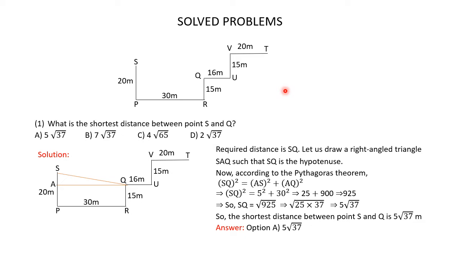So this is the diagram that we have based on the decoded information. Now, based on this diagram, let's answer a few questions. What is the shortest distance between points S and Q? You are given four options here and you have to find out which of these options is the correct one.